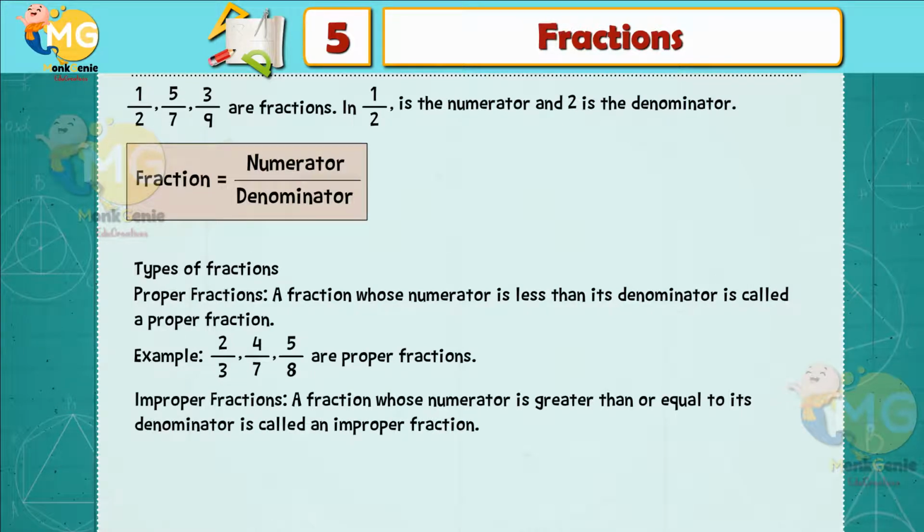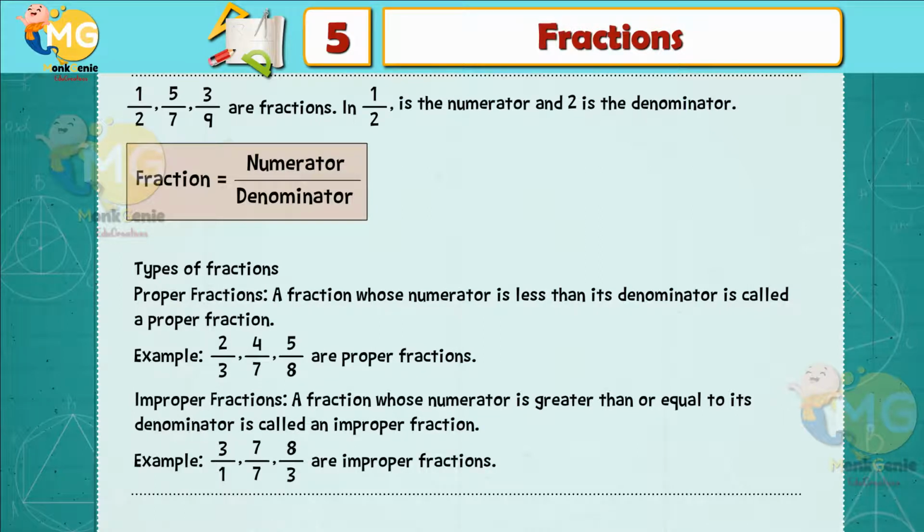Improper fractions. A fraction whose numerator is greater than or equal to its denominator is called an improper fraction. Example: 3/1, 7/7, 8/3 are improper fractions.